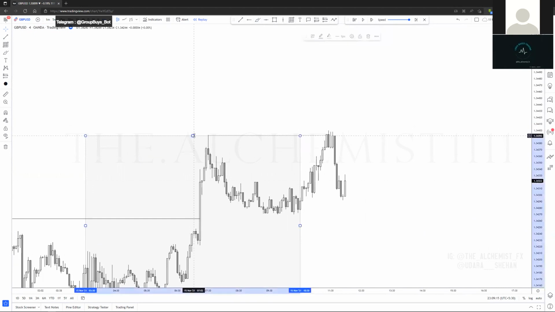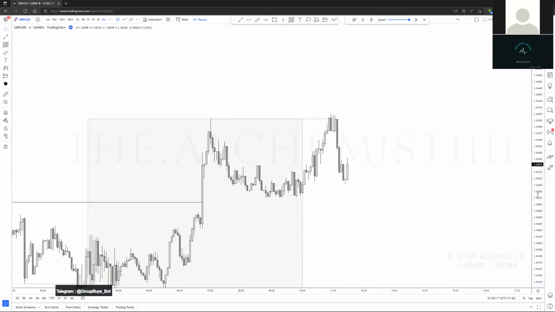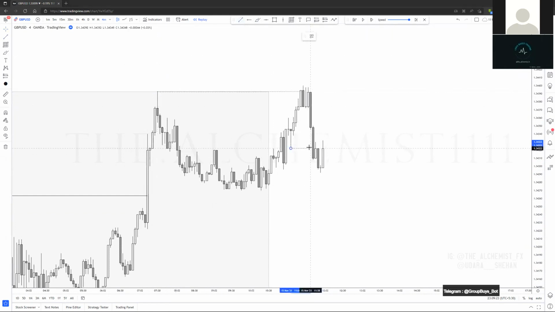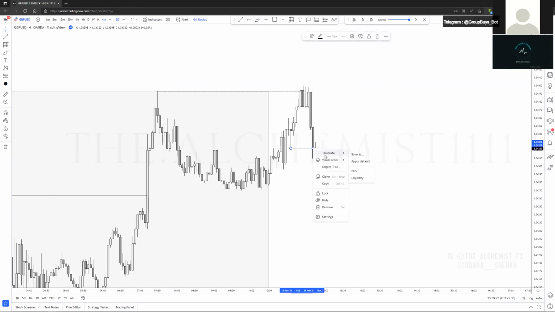In 5 minute we can, but not the 3 minute. So what do we have in here? A stop hunt and a breakout structure. Yes, not just a random stop hunt. It has taken out the Asian highs.